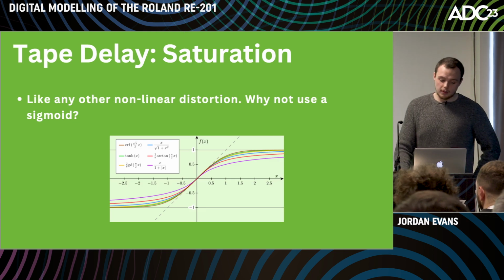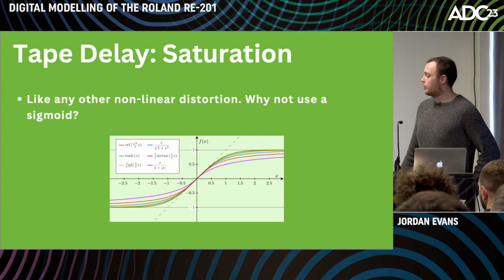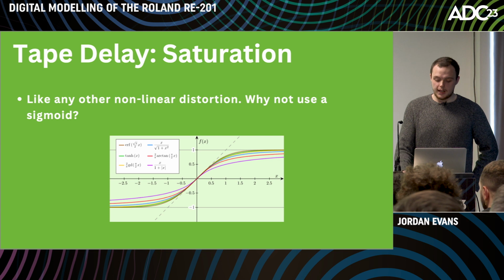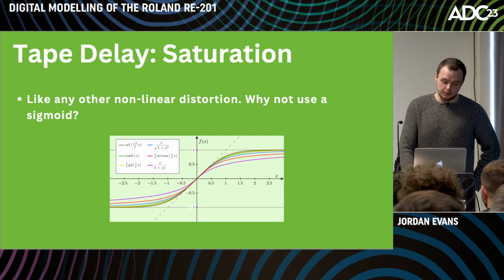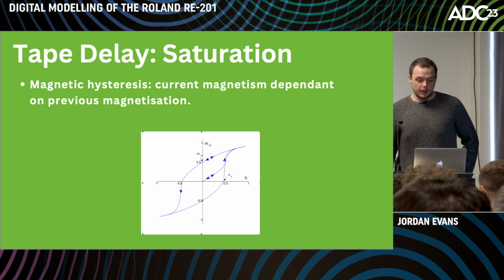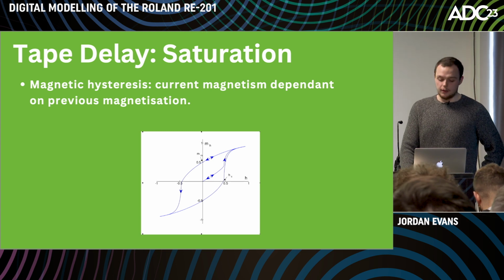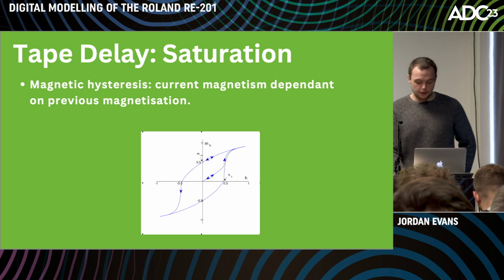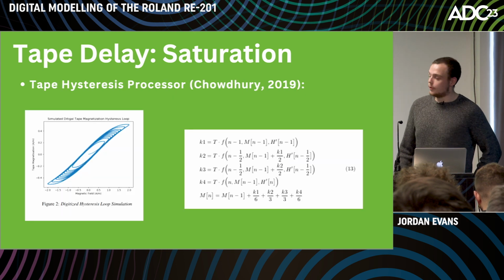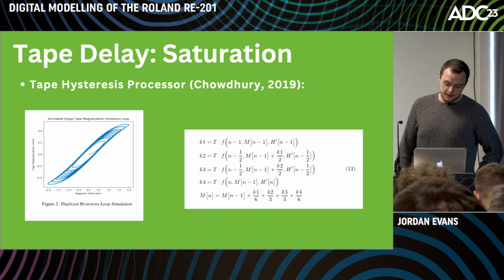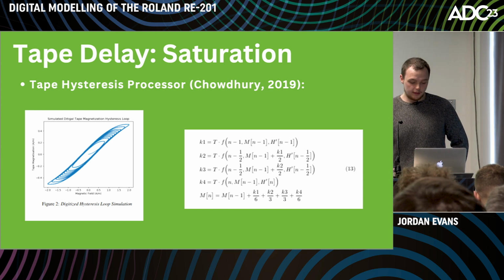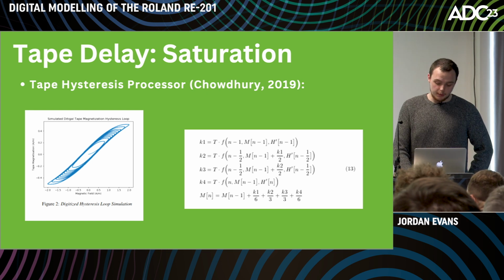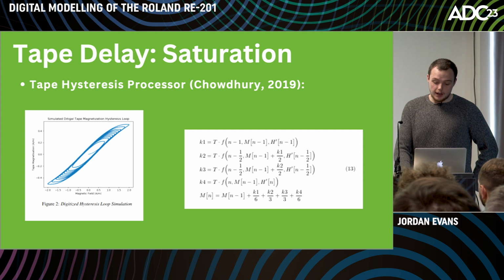So saturation, like any other nonlinear distortion, why not use a sigmoid function? And it does work. There's nothing wrong with doing it. But with tape, it's magnetic, and with magnetism, you get hysteresis. And that basically means that the current magnetism is dependent on the previous magnetisation. So it's not entirely accurate just to use a sigmoid function. Luckily, in 2019, Jatin Chowdhury created ChowTape, and this algorithm essentially directly models a tape device, and this can be used in our tape delay loop.